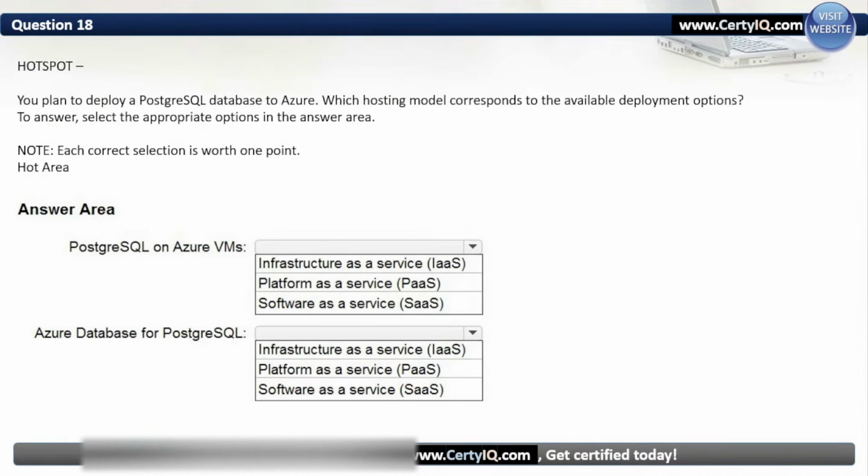Question 18. Hotspot. You plan to deploy a PostgreSQL database to Azure. Which hosting model corresponds to the available deployment options? To answer, select the appropriate option in the answer area. Note, each correct selection is worth 1 point. PostgreSQL on Azure virtual machines. The correct option is infrastructure as a service. Next statement, Azure Database for PostgreSQL. The correct option is platform as a service.